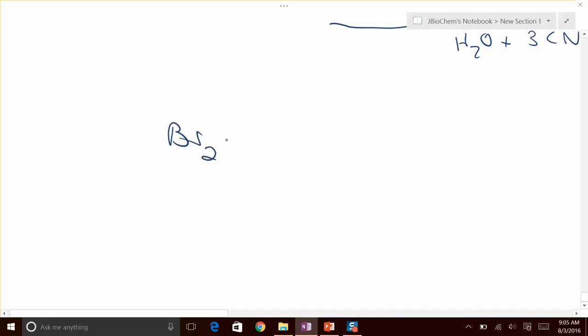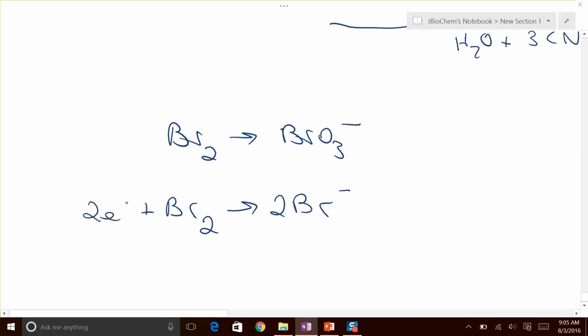Well, you can, but I said it's probably going to be better if you do this so you can see what's happening. It's going to be better if you do it in 2. Okay, so Br2 to BrO3 minus, and then we have Br2 to Br minus, we have two of those, plus two electrons. And then we need three H2Os to balance the waters here, right? We need two bromines there. So that's six H2Os, right?